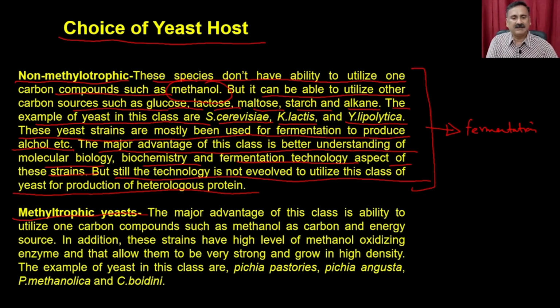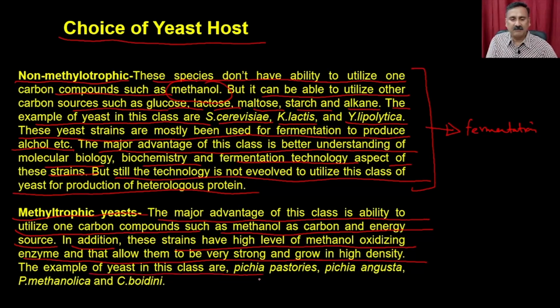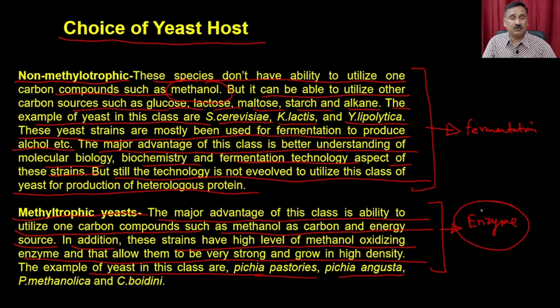Then you have the methylotrophic yeast. The major advantage of this class is its ability to utilize one carbon compounds such as methanol as an energy source. In addition, these strains have a high level of methanol oxidizing enzyme that allows them to be very strong and grow to very high density. The examples of yeast in this class are Pichia pastoris, Pichia angusta, Pichia methanolica, and C. boidinii. So these are some of the strains which can be used for enzyme production because they can utilize methanol as a carbon source, and they also have the downstream promoters and other machinery, and that's how they can be induced.